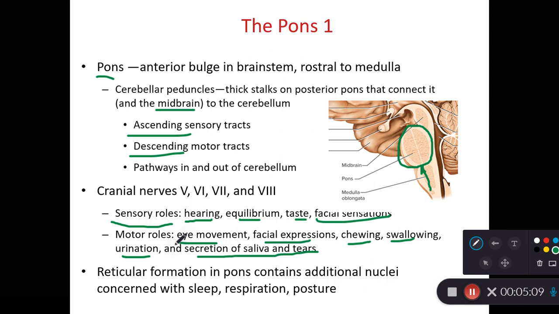The reticular formation that begins in the medulla oblongata continues rostrally, or towards the forehead, through the pons, and has some nuclei, or regions of gray matter, that help to regulate sleep, our respiration, so how quickly we breathe in and out, and also our unconscious posture.